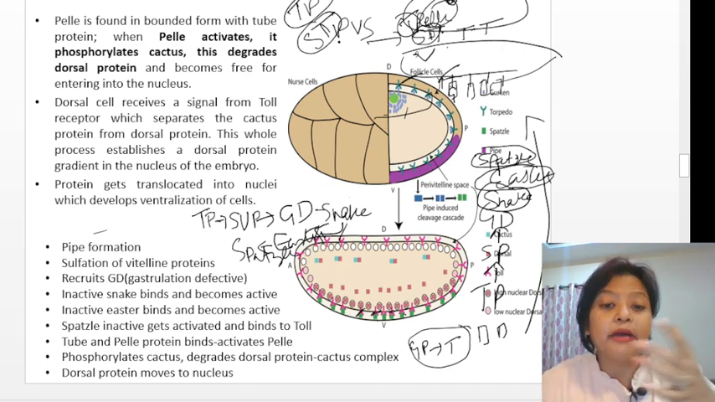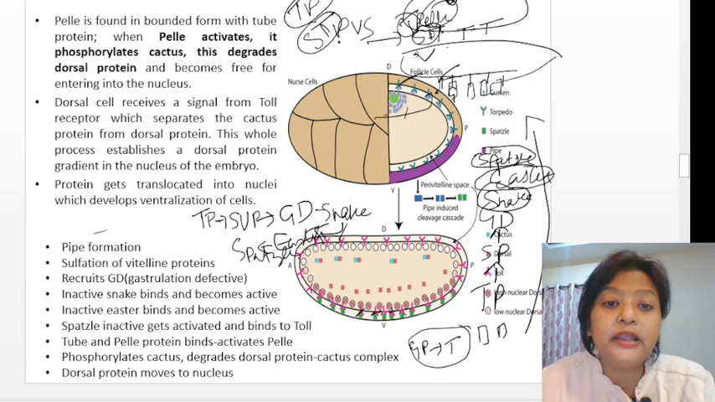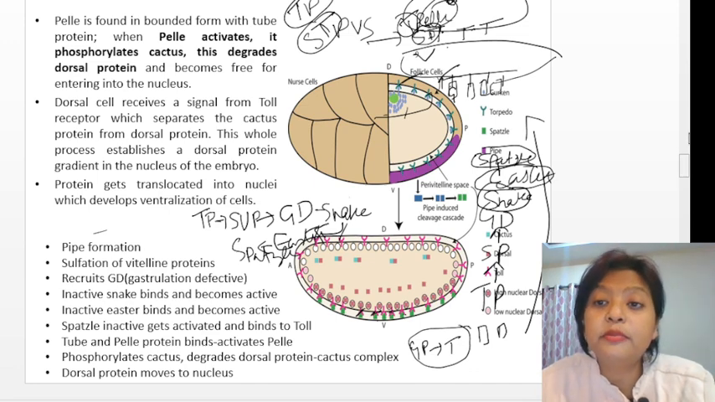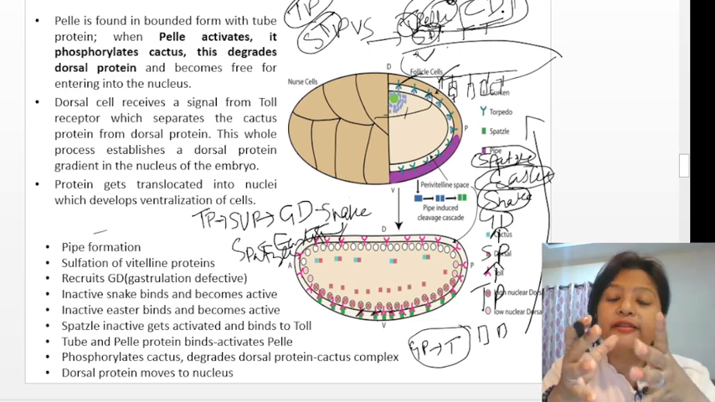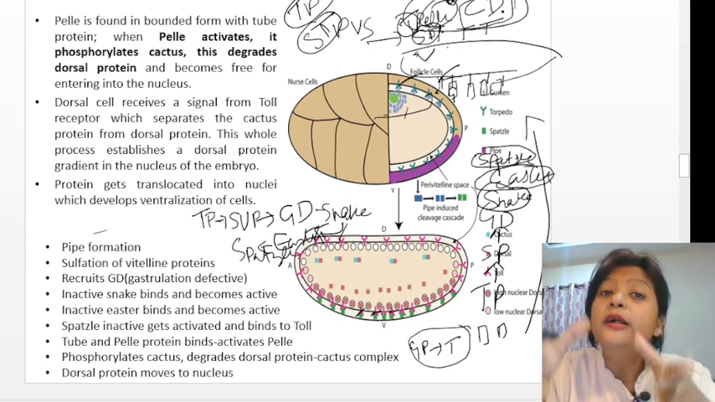Okay, when this binding occurs, what will happen? This pele out here, what is the pele's function? It will phosphorylate. Okay, what will it phosphorylate? So remember, inside this there is a complex of cactus and dorsal. It's a dorsal protein, and this dorsal protein and cactus form a complex. It is present inside the oocyte.